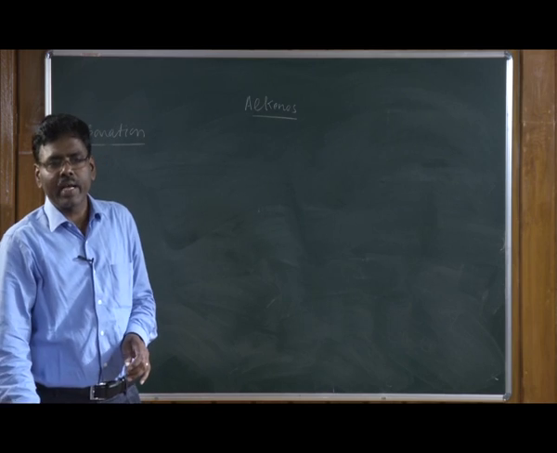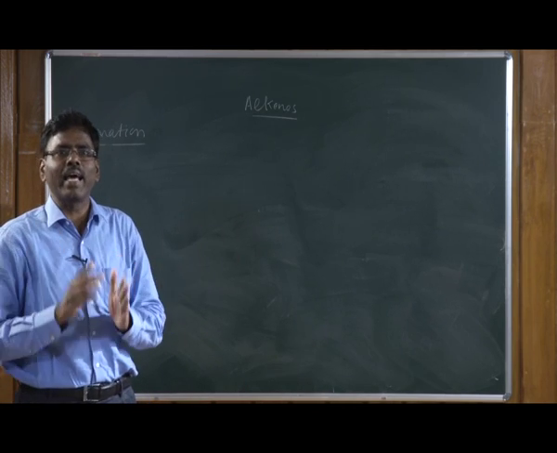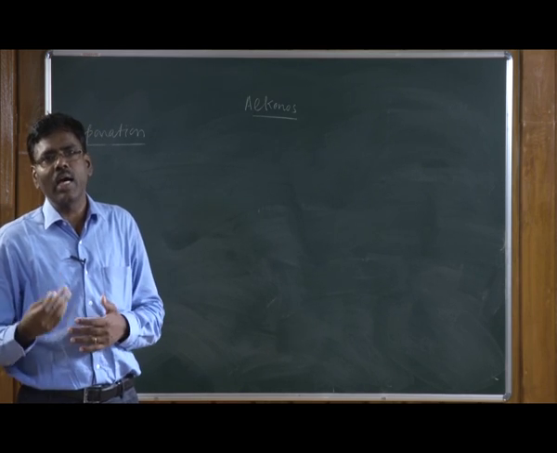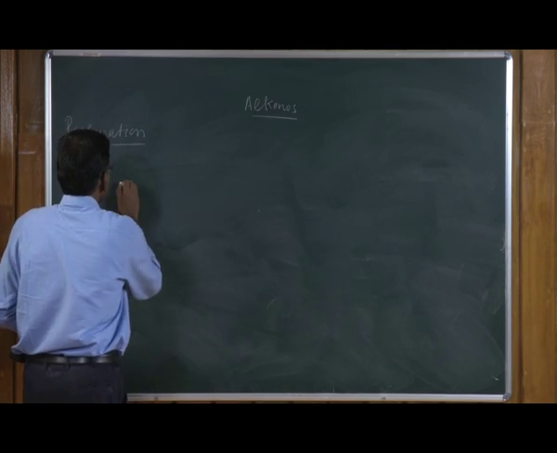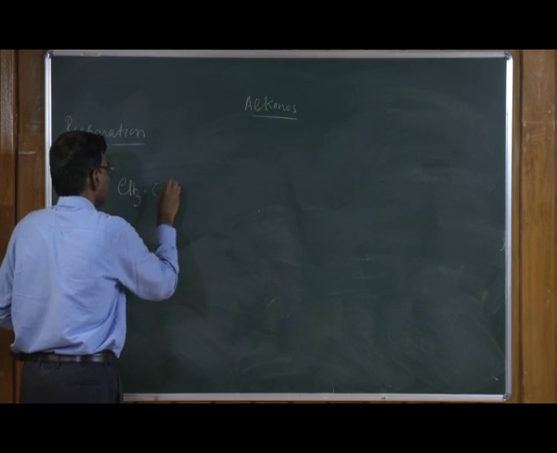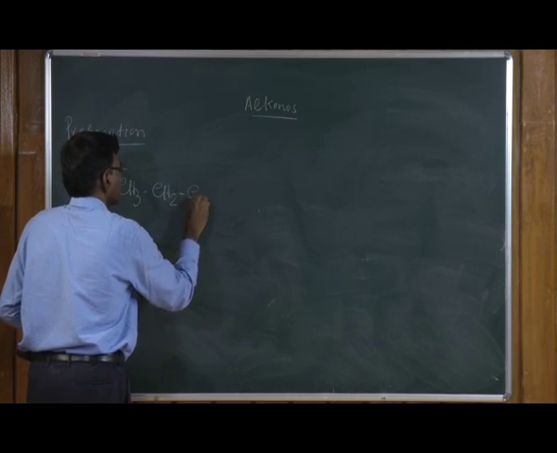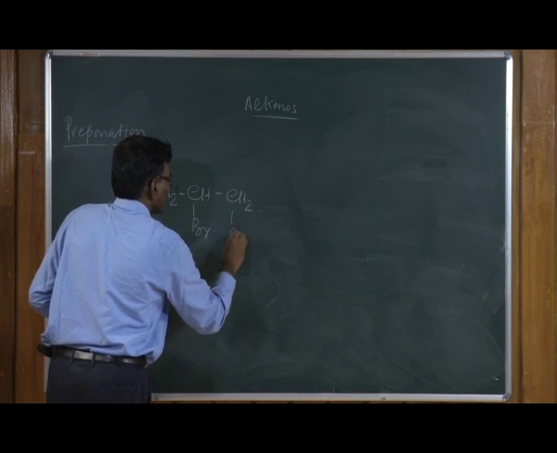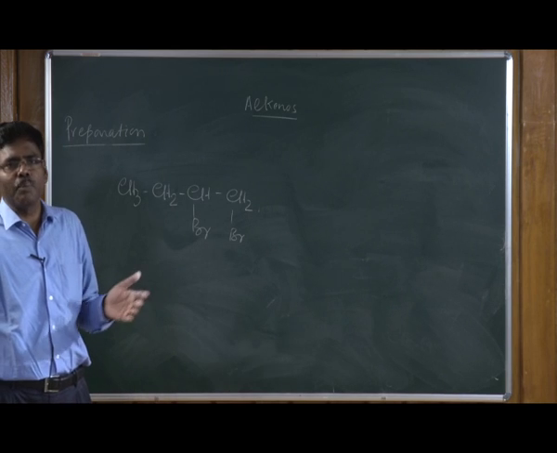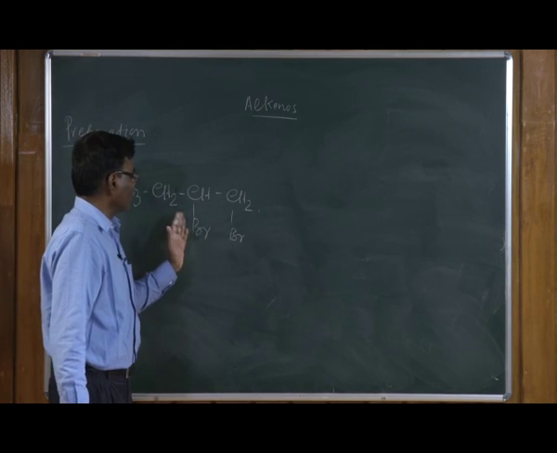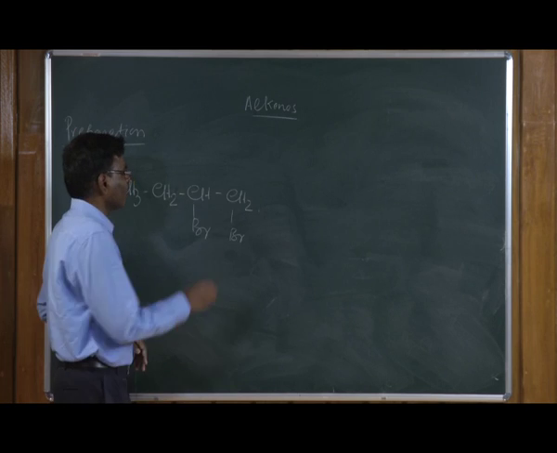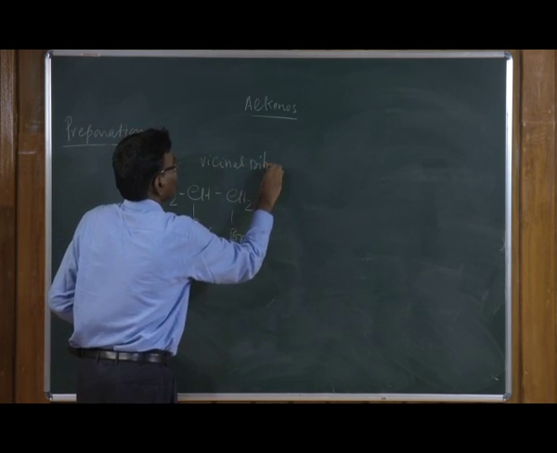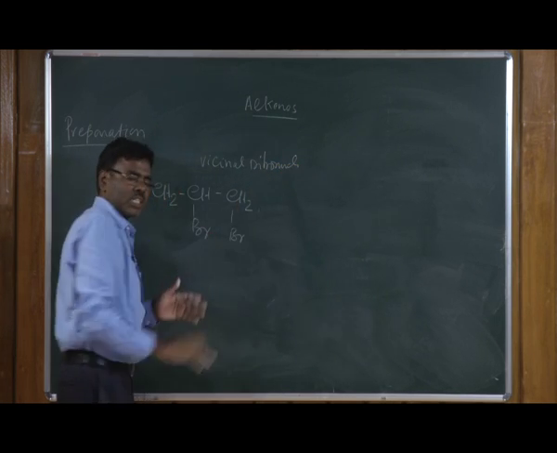The third type of reaction is dehalogenation. If you have vicinal halides, you can also convert the dihalo compound into alkenes. For example, if you have the dibromo compound, which you can see here, the bromine atoms are present on two adjacent carbon atoms. This is called a vicinal dibromide.